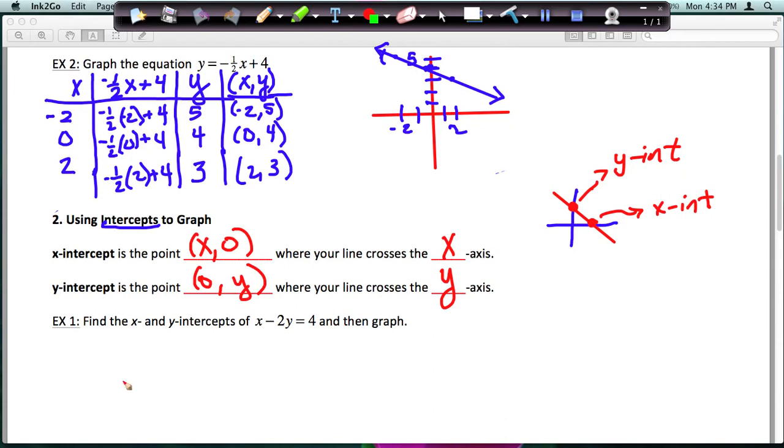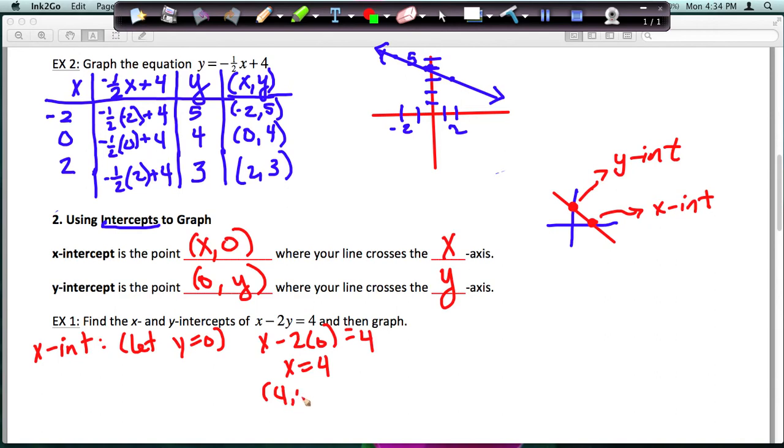So if you find these 2 points, and it's pretty easy to find them because you're just plugging in 0 for x or y, then you can graph a straight line because remember you only need 2 points to graph a line. So for example 1, find the x and y intercepts of x minus 2y equals 4 and then graph. So to find the x-intercept, remember that means y is 0. So I'm going to plug in 0 for y and solve for x. And so that makes this really easy because 2 times 0 is 0. You can basically just ignore the term with a y in it and you can solve for x. So you get x minus 0, which is just x. You get x equals 4. So remember, this is a point. The x-intercept is the point. X is 4, y is 0.